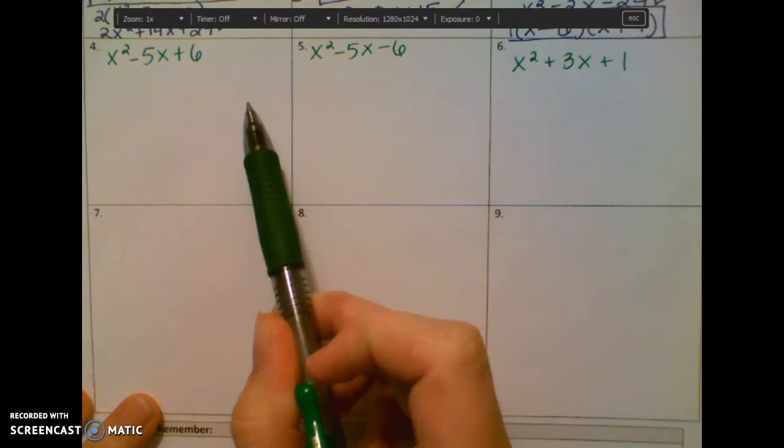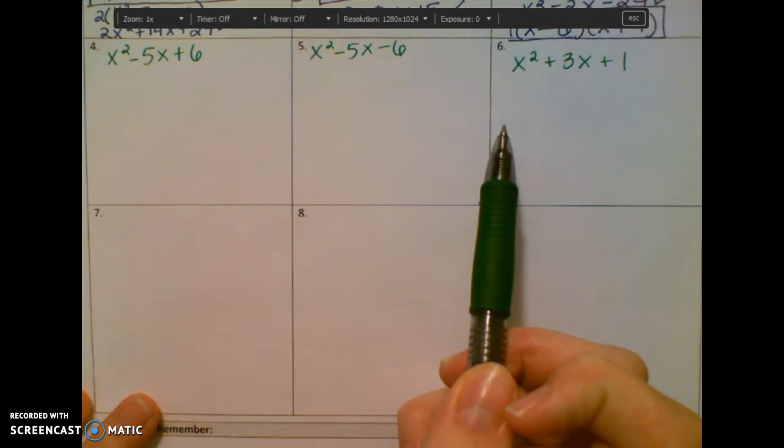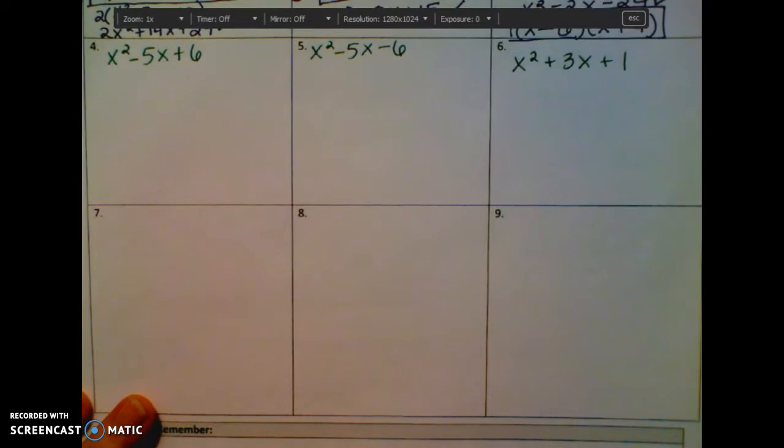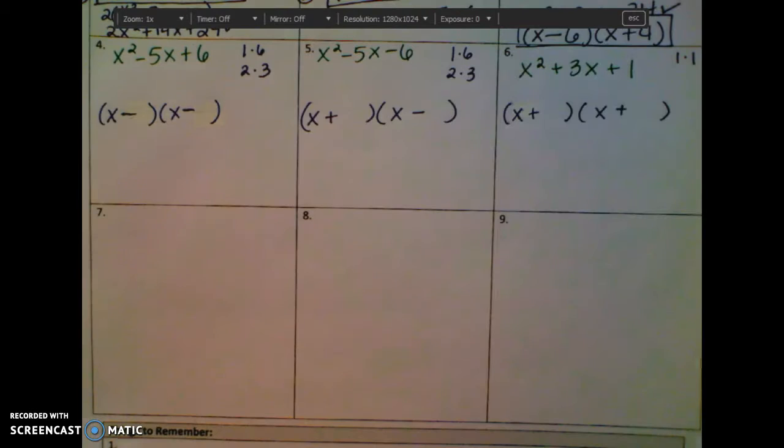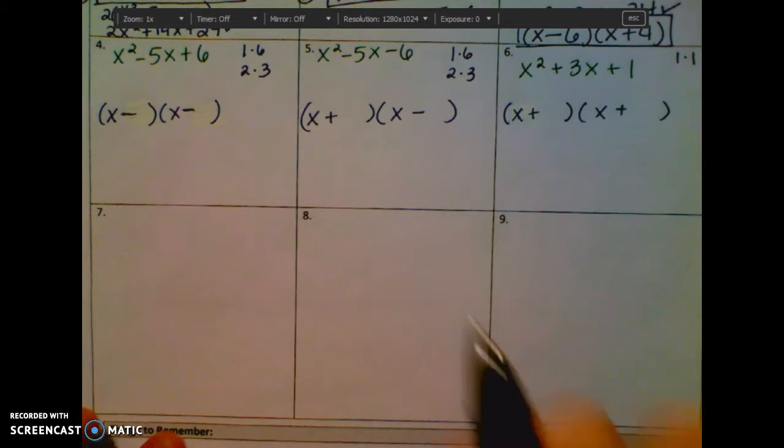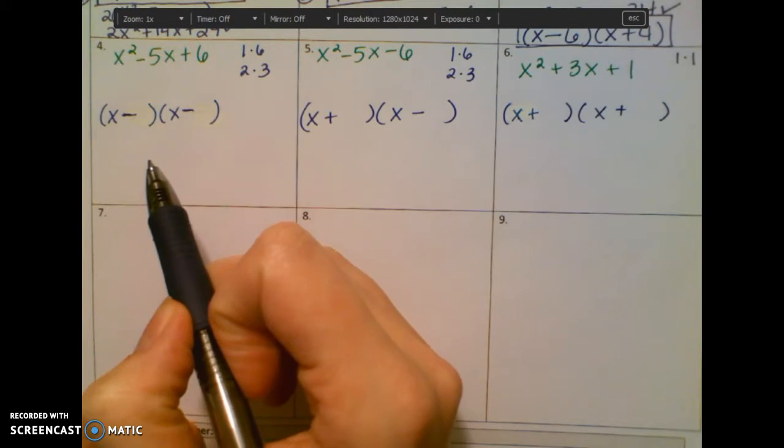Pause the video until you finish those up, and then once you're done, start it back up and we'll go over them real quickly. Okay, so you should have tried 4, 5, and 6 by now. Now let's look at each of these real quick.